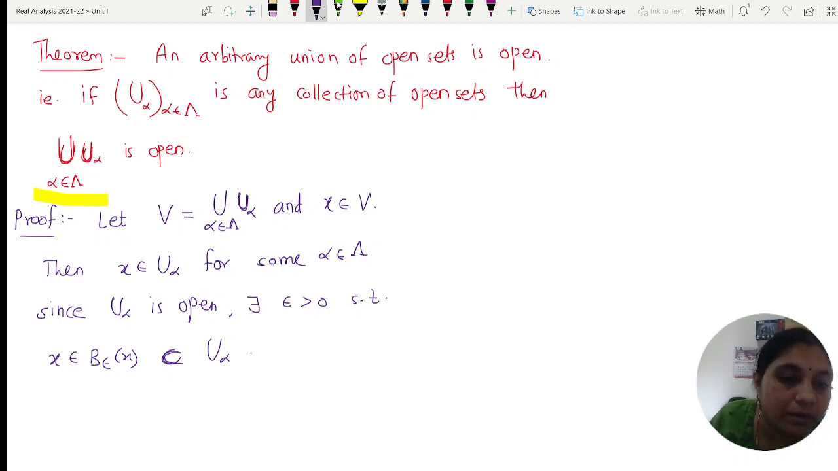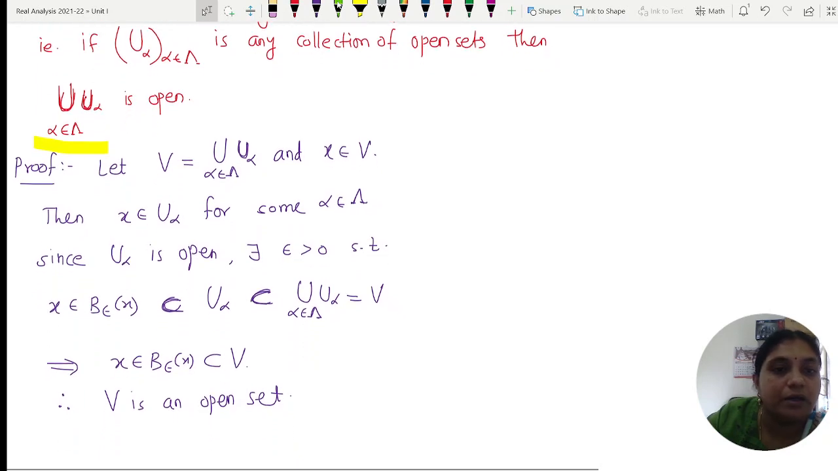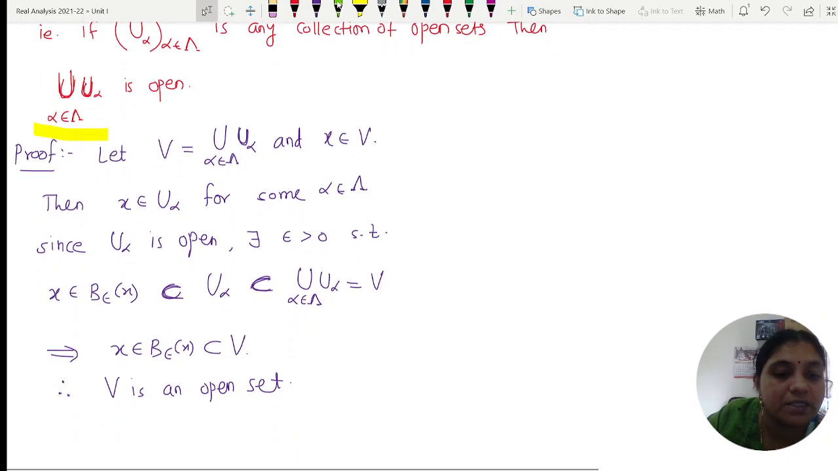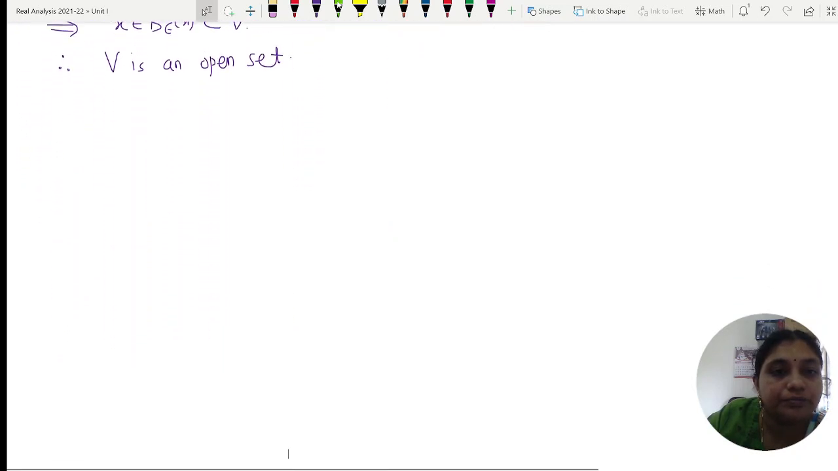Now this U alpha is contained in the union over alpha belonging to lambda of U alpha, which is nothing but my V. So this implies x belongs to B epsilon of x, which is contained in V. Therefore V is also open. V is an open set. So an arbitrary union or arbitrary collection of open sets is also open.